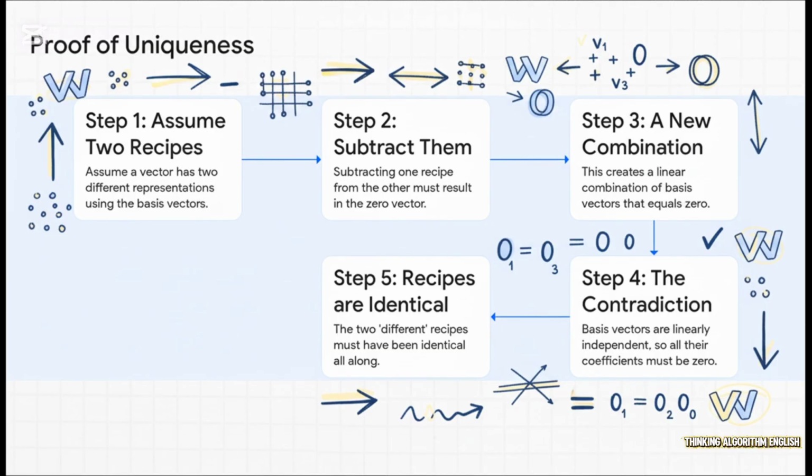But hey, how can we be so sure this is always true? Well, we can actually prove it, and it's pretty slick. Let's walk through it. Let's just pretend for a second that you could have two different recipes to make the same vector. Okay, so if you subtract one recipe from the other, the answer has to be the zero vector, right? But look what that gives you. It gives you a way to combine your basis vectors to equal zero. But wait a minute. We already know basis vectors are linearly independent. The only way to mix them up to get zero is if all their coefficients are zero. Which means those two different recipes we started with, they had to be the exact same thing all along. The uniqueness has to be true.